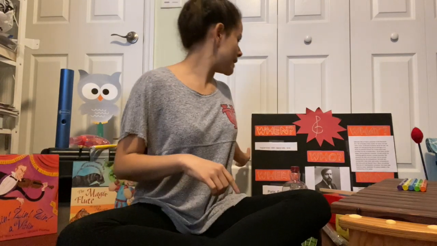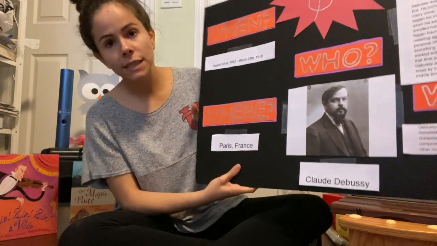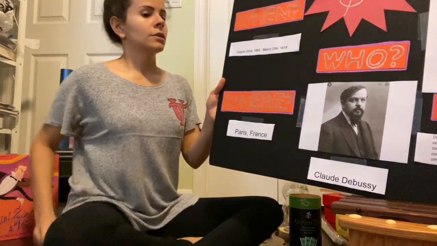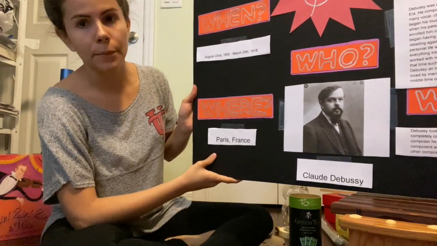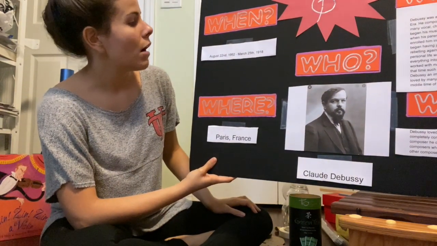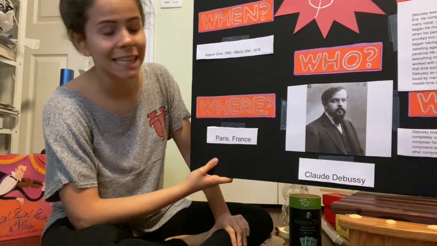So the composer that we are going to study this year from the Romantic period is Claude Debussy. And Debussy is a French composer as well, like Camille Saint-Saëns. So we're sticking with the French composers this time around again. Debussy was born August 22nd, 1862. He died March 25th, 1918.